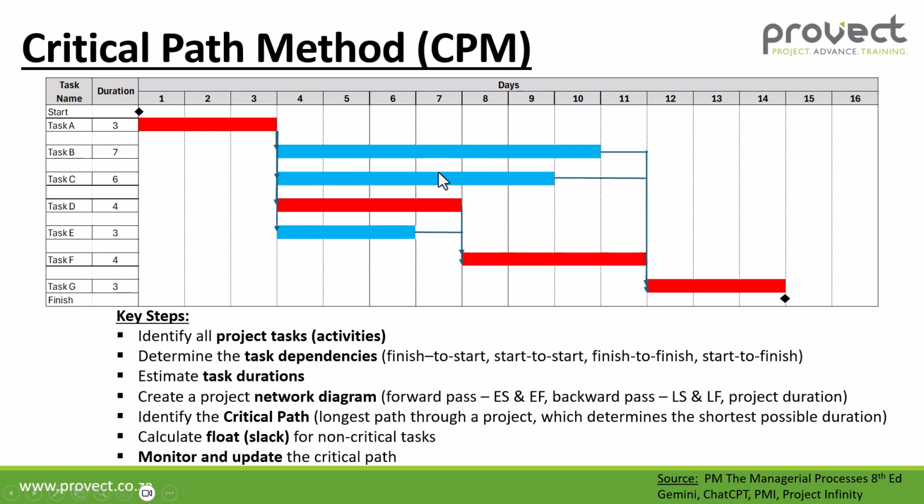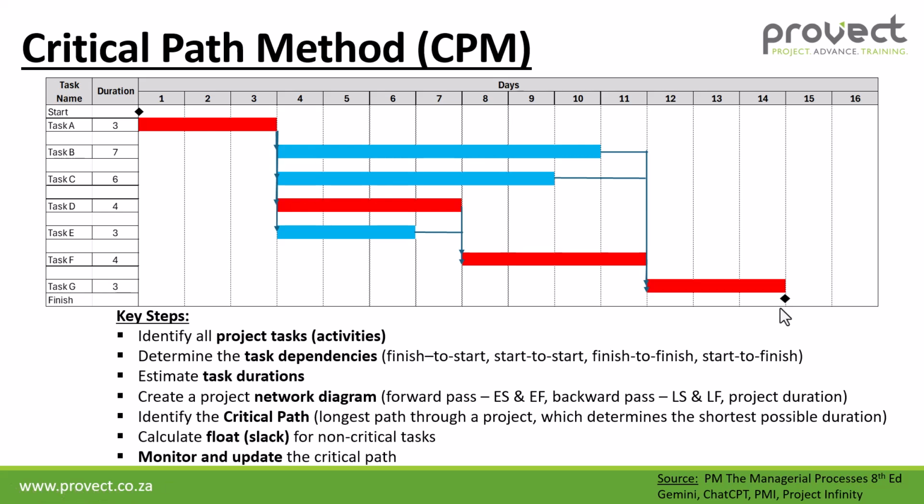Task B and C has got a finish to start relationship with task G. Task D and E has got a finish to start relationship with task F. And then task F has a finish to start relationship with task G. And we've also got a start and finish milestone.